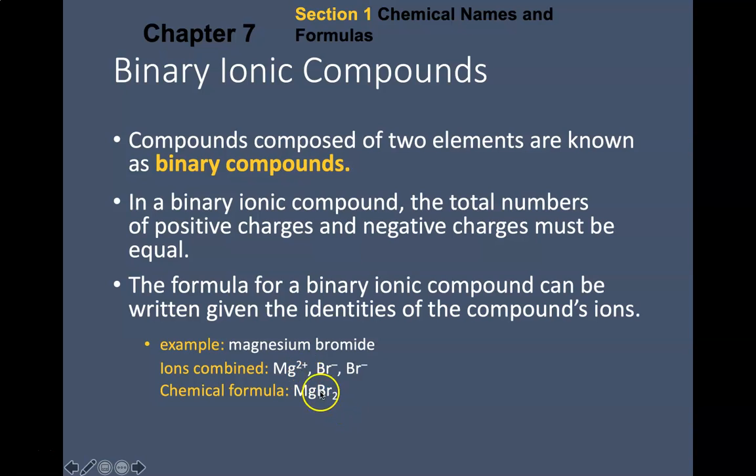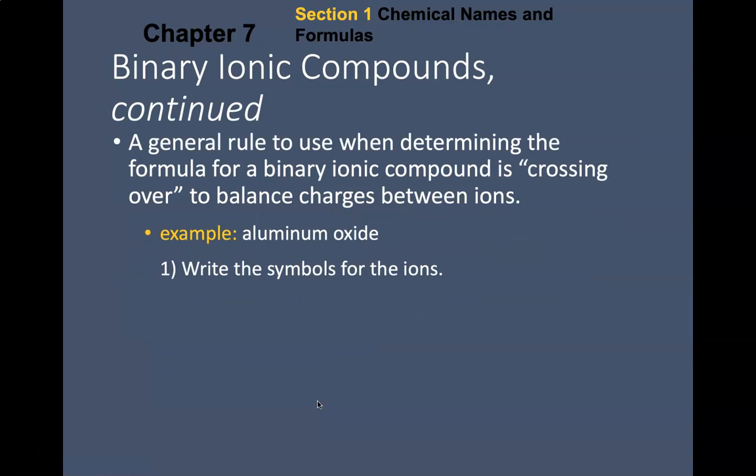That -1 charge has to be balanced out by the +2 charge. We're going to learn a shortcut for writing these different formulas. Basically, what you have to do is just the crisscross method. And so this is how we're going to do it. We're going to practice with something called aluminum oxide.